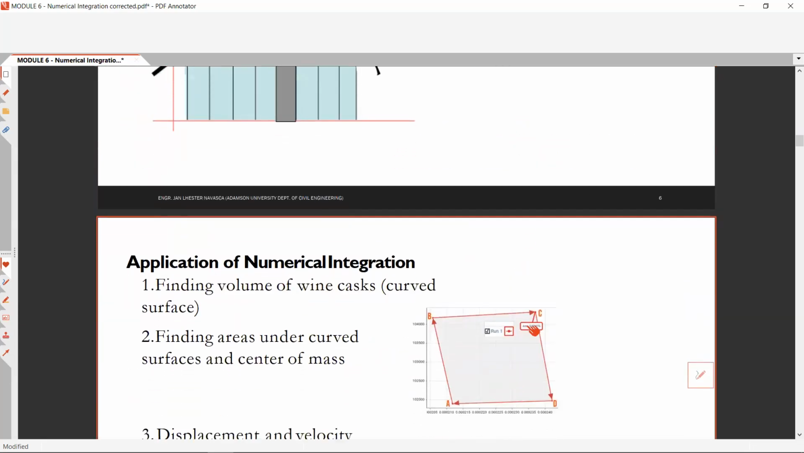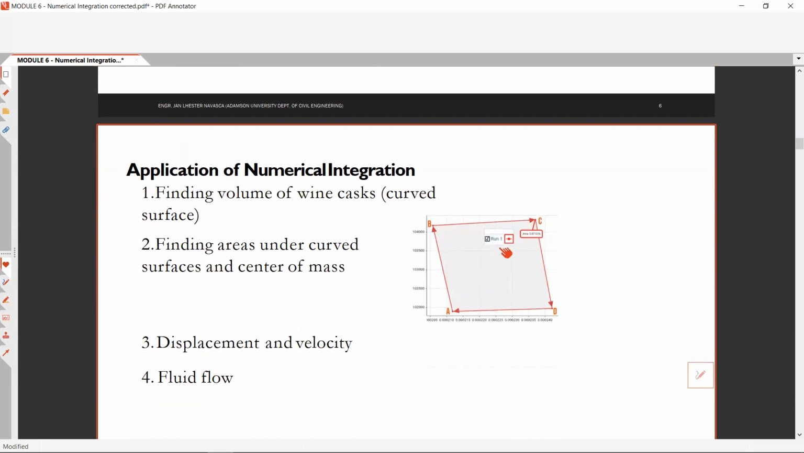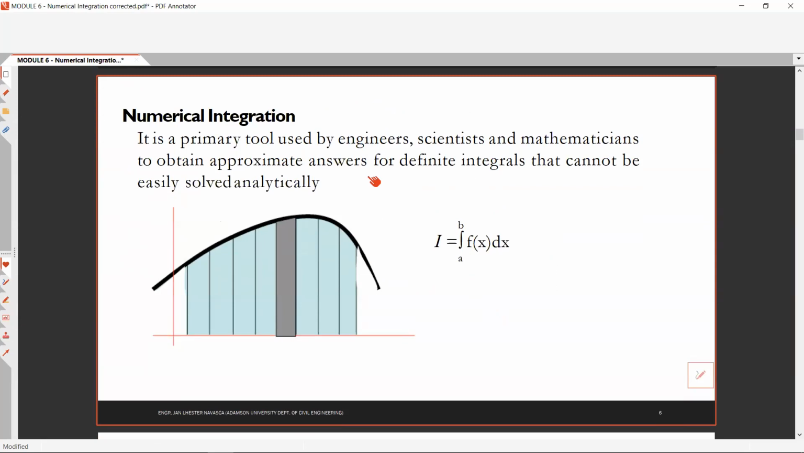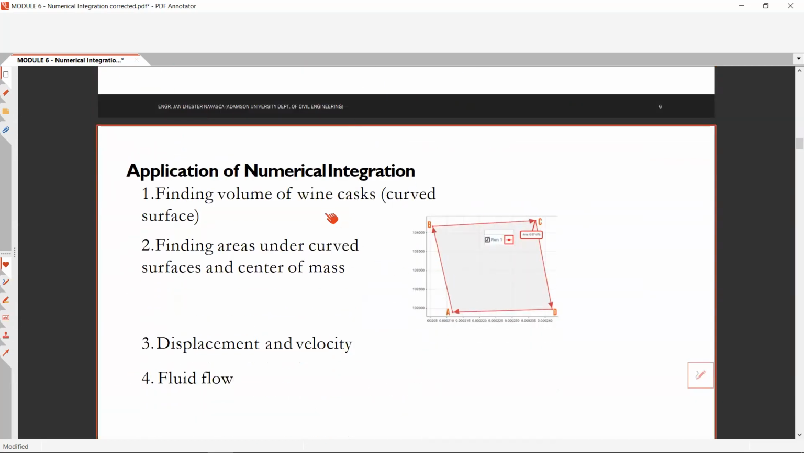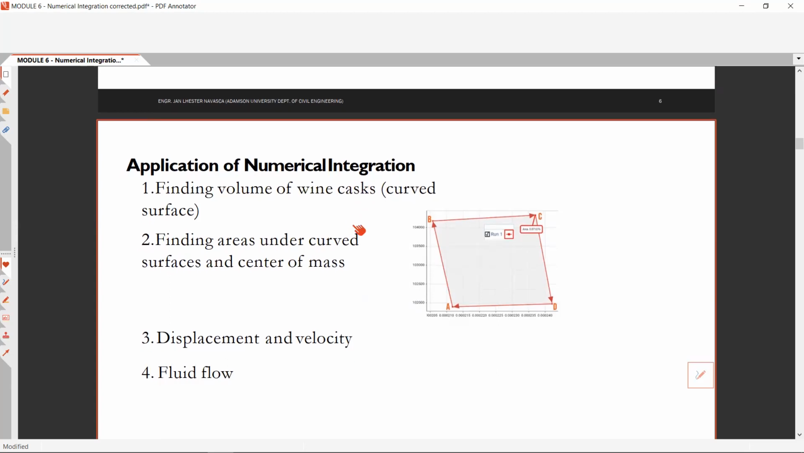Okay. So what are the applications of numerical integration? So sinabi nga dito by definition, this is a primary tool used by engineers. So napakaraming gamit ng integral na talaga, definite integral in engineering. Okay. So number one is to find the volume of a wine cask or a curved surface. So yung curve yung surface. So paano mo malalaman yung volume nun? So you can use numerical integration.